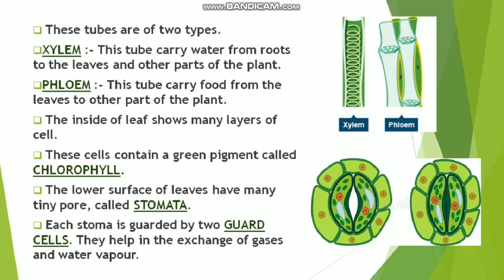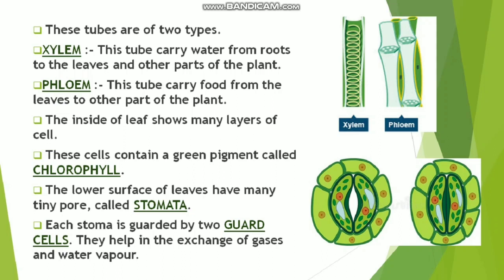The lower surface of leaves have many tiny pores called stomata. Can you see in this picture? These are the stomata. Stomata are the tiny holes present at the lower surface of the leaves. Now what is the function of stomata? Stomata helps in the exchange of gases. They take the carbon dioxide and release the oxygen.